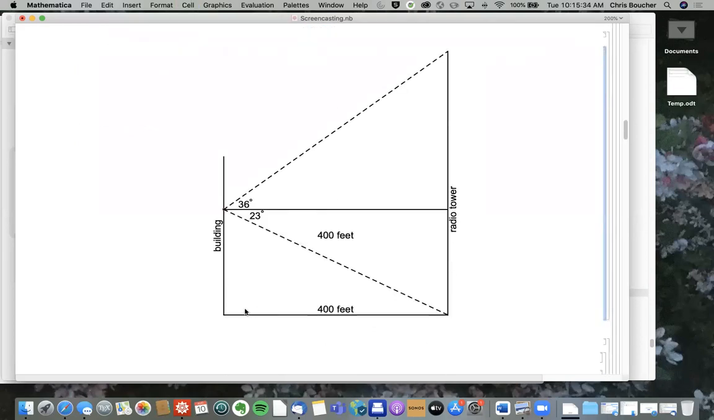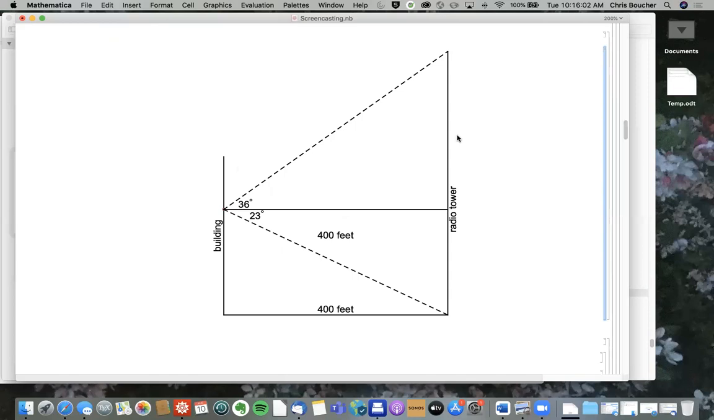Okay, this is what I come out with, right? So here is where I am, where the cursor is, looking out the window of the building, and I look up to the top of the tower, and I look down to the bottom of the tower. I filled my angles in, right? The angle of elevation is 36 degrees. The angle of depression is 23 degrees. 400 feet is the distance from the building to the tower. So it is the length of this not dashed horizontal line that goes straight across.